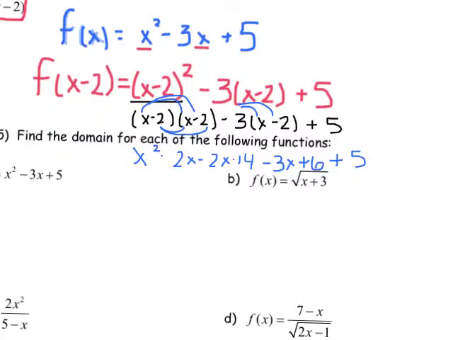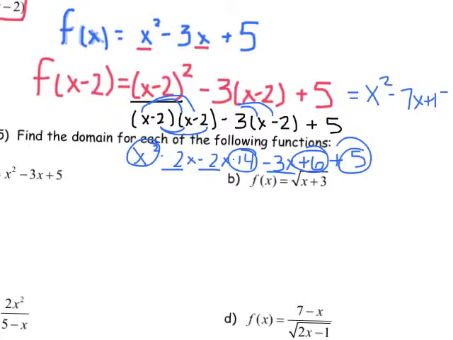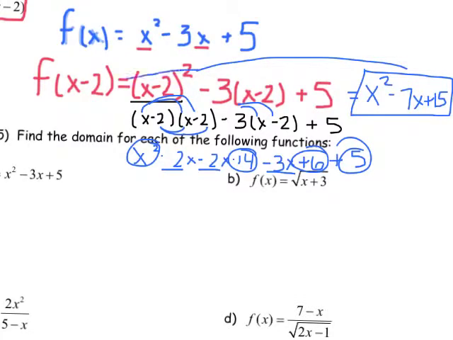So if you combine your like terms, I have a final answer of x squared minus 7x, 10, 15, plus 15. Okay, and that's it for f of x minus 2.